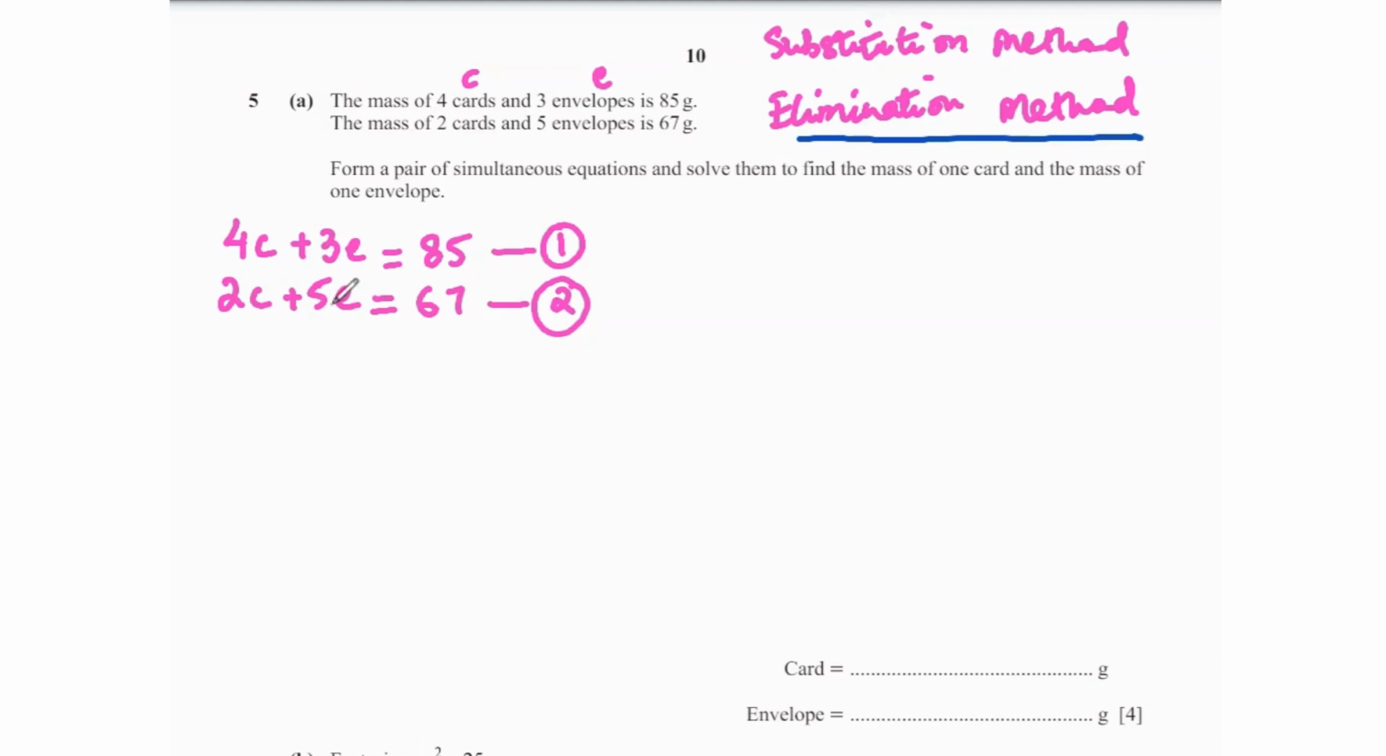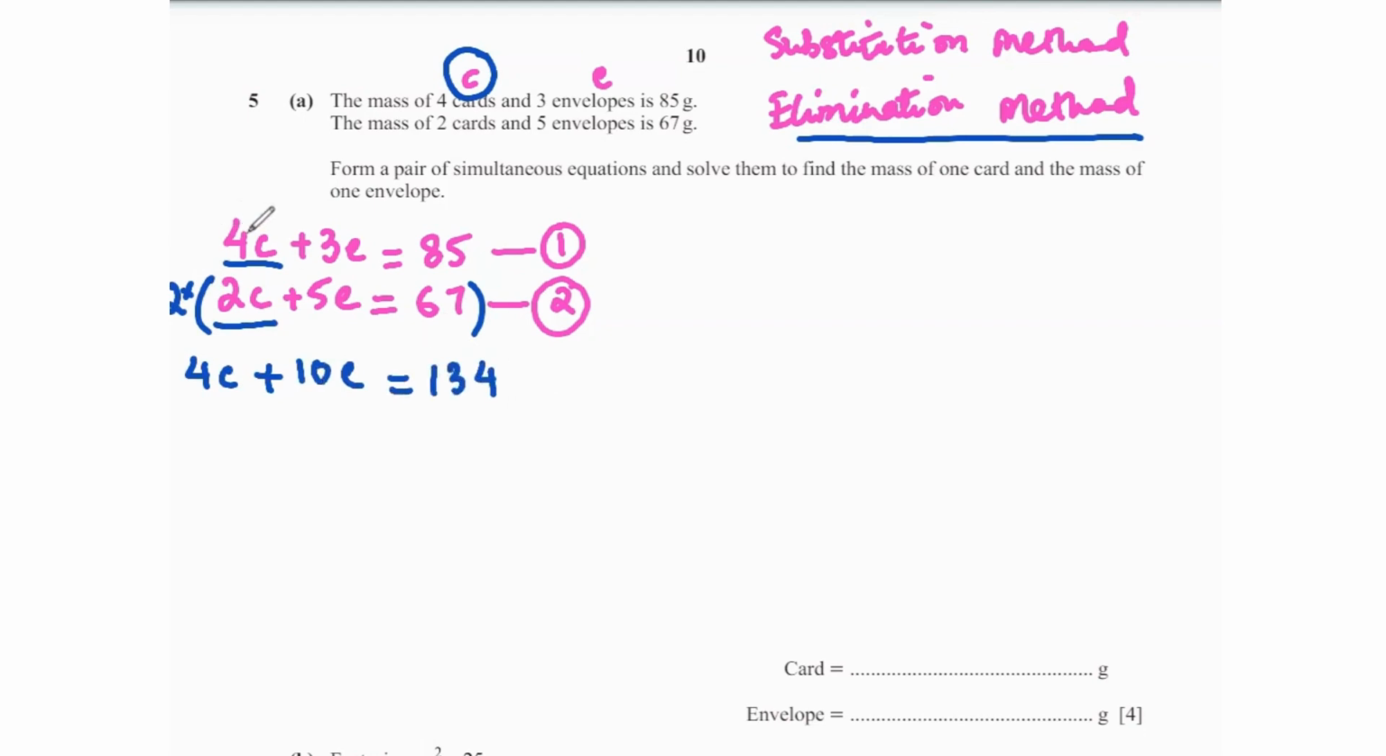For me to be able to use the elimination method, I need to first decide which variable I want to eliminate. The variable I want to eliminate is C. Once I've decided, I need to see whether the coefficients of that variable are equal in both equations. As you can see, C has the coefficient of 4 in the first equation and the coefficient of 2 in the second equation. Since they're not equal, the next step is to make them equal. They can be made equal by multiplying the second equation by 2. That will give us 4C plus 10E equals 134.